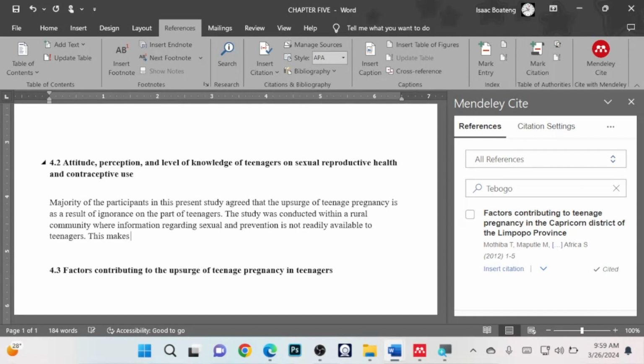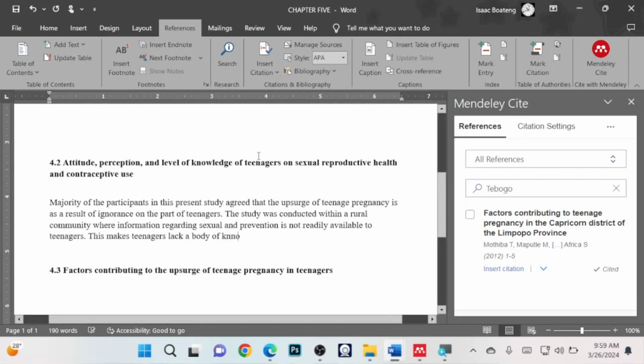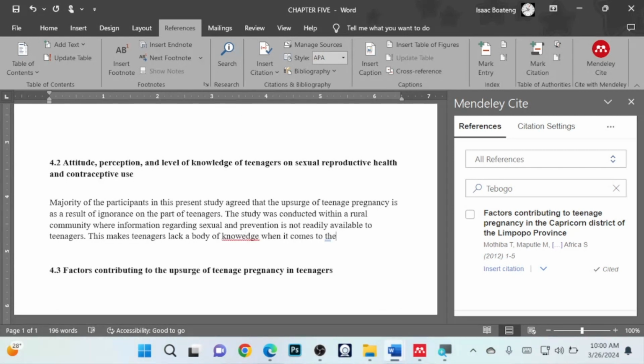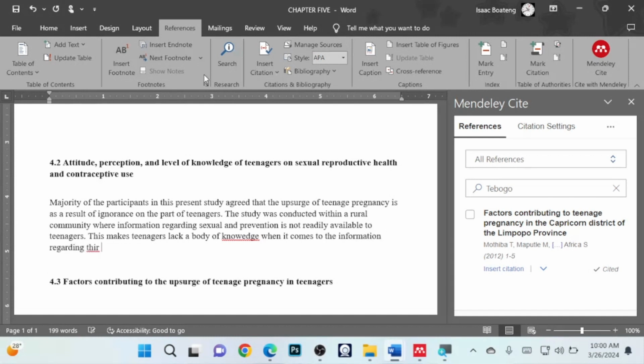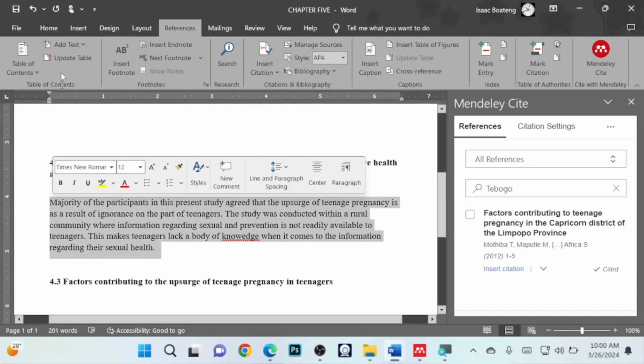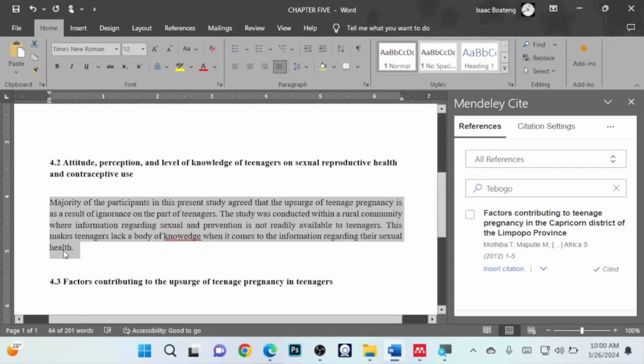This makes individuals, or I could say this makes teenagers, lack a body of knowledge regarding their sexual health. So right here, I'm giving the reason why the majority of the participants are saying that it is out of ignorance that they enter into teenage pregnancy.